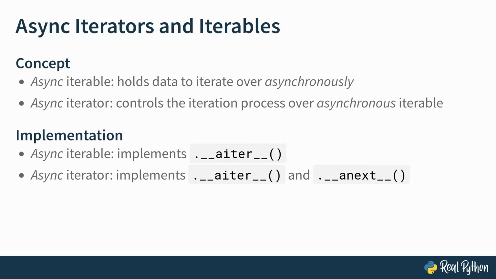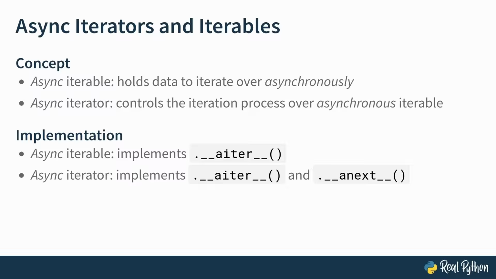Now, if you bring back the idea of async programming, you then get the async iterators and iterables. So an async iterable holds data to iterate over asynchronously. An async iterator then controls the iteration process over such an asynchronous iterable. And in terms of implementation, the async iterable implements the __aiter__ special method, and an async iterator implements the __aiter__ and the __anext__ special methods.